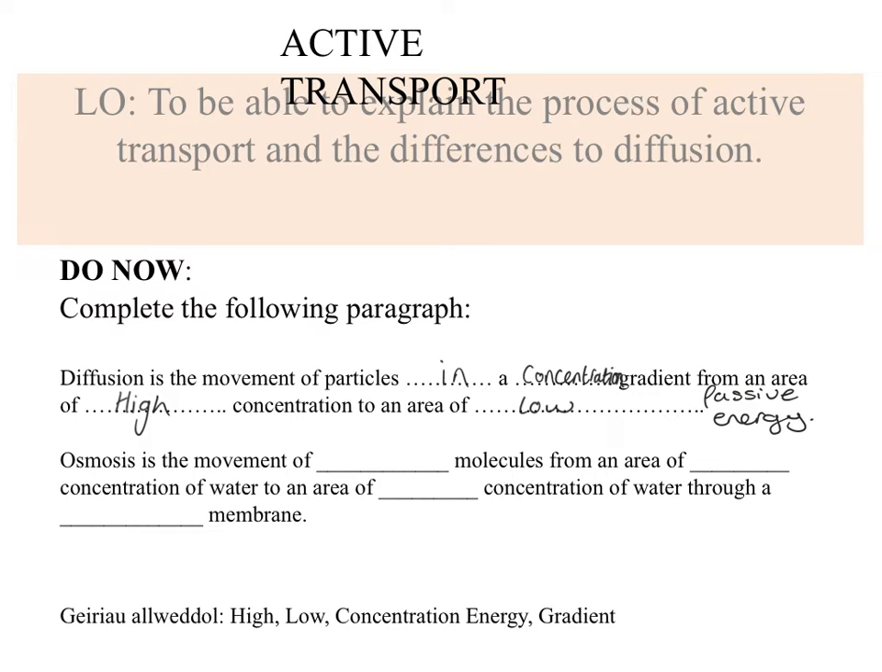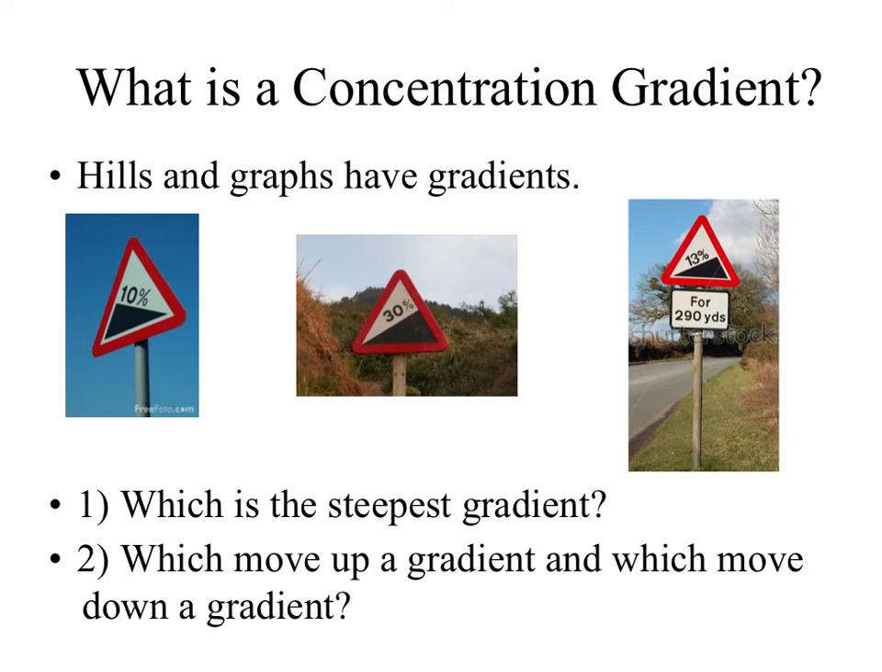Osmosis is the movement of water molecules from an area of high concentration to an area of low concentration through a selectively permeable membrane. Okay, so what is active transport?